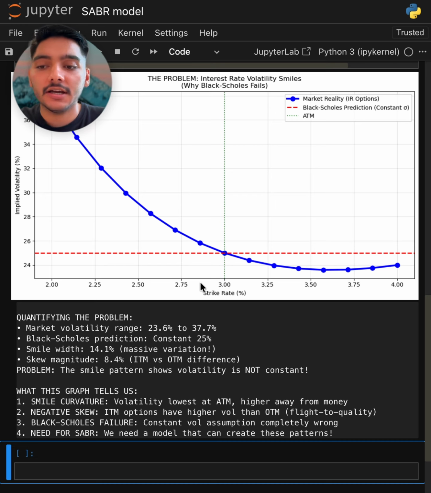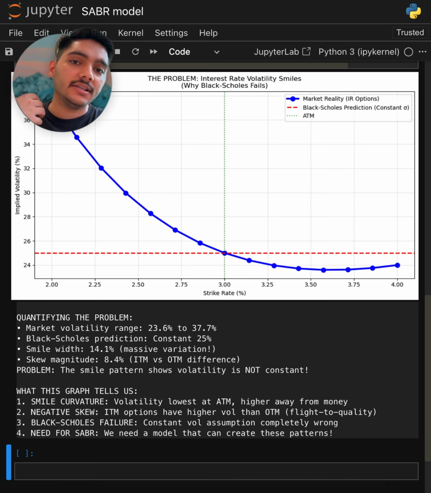This is the Black-Scholes failure. The constant volatility assumption completely goes wrong. And this tells us why we need the stochastic alpha beta rho model. We need a model that can create these patterns. So let's jump to the next step, in which I will give the stochastic volatility insight.